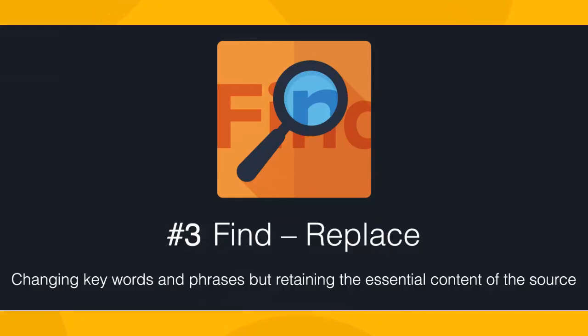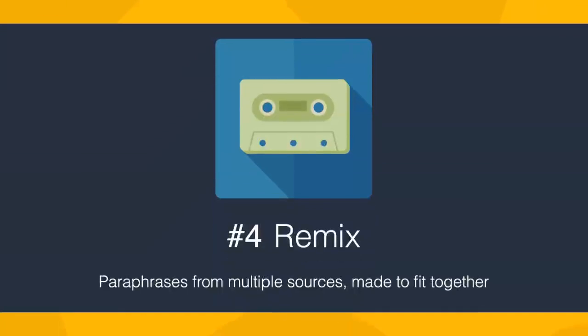Number three is find replace. It's kind of similar to Control C, and maybe this one's a smaller percentage because of the labeling of it. It's where you take a work and say, rather than copying sections, I'm just going to change a couple keywords and phrases. But unfortunately for the assumed writer, the work generally stays the same. Number four is remix.